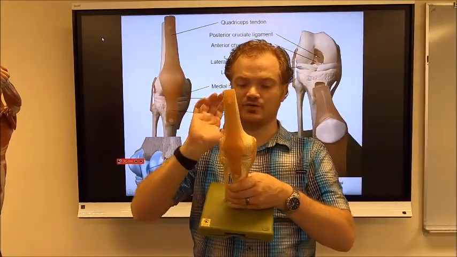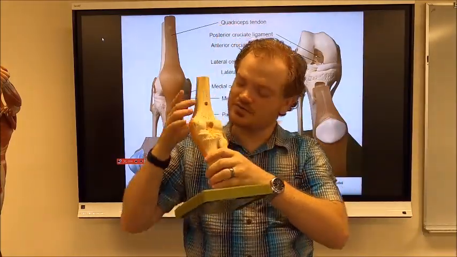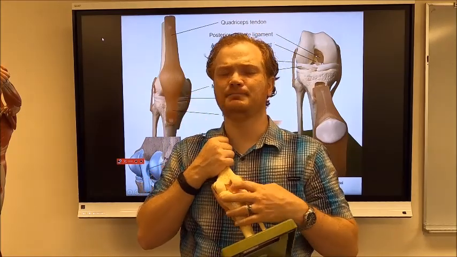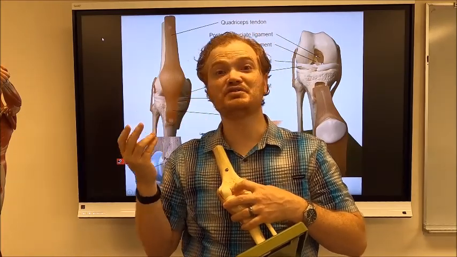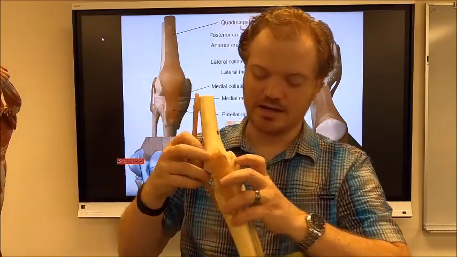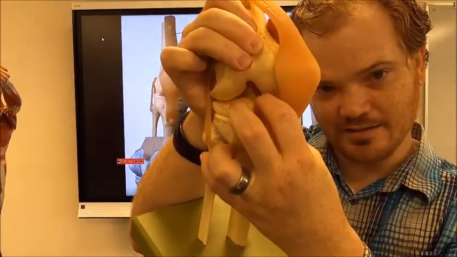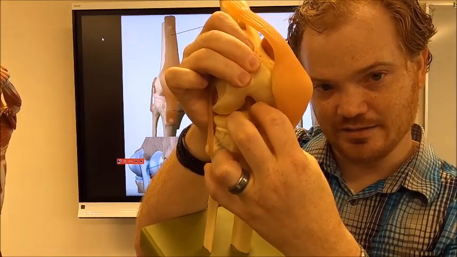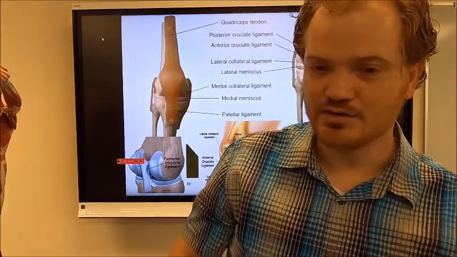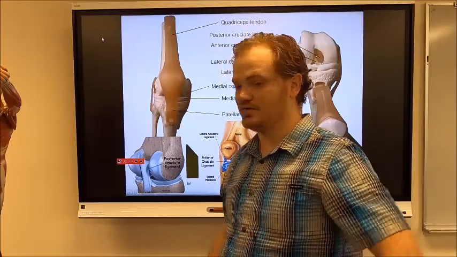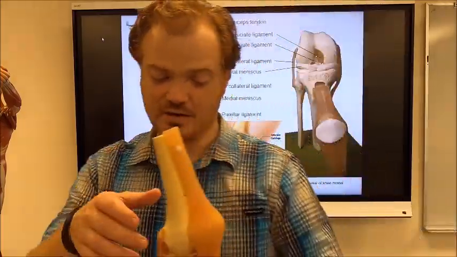And then, if you kind of take this and turn it around backwards, you can see the, we call it posterior cruciate ligament. And if I kind of take it and lift it up from the front, inside of there, that would be the anterior cruciate ligament. So posterior cruciate and anterior cruciate. They are called cross-shaped. They are cruciate.